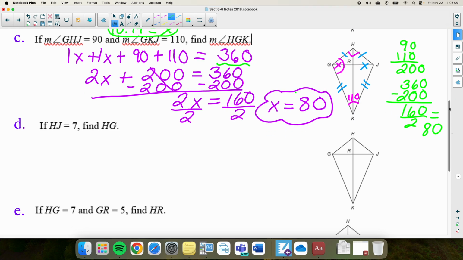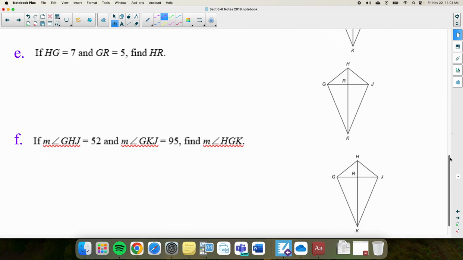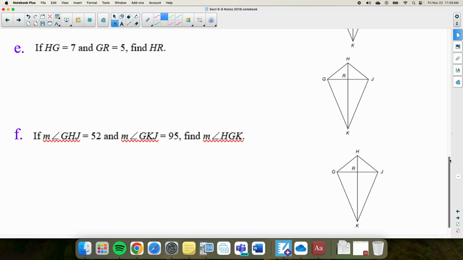Okay? All right, so if I look at this one, they tell me HJ right here is 7, and they're asking for HG. Is that easy? What would it be? It would just be 7. Those two are equal, so this is 7. Okay. Then if I look at E, they say HG is 7, and GR is 5. Find HR. Do you guys know how I do that one?